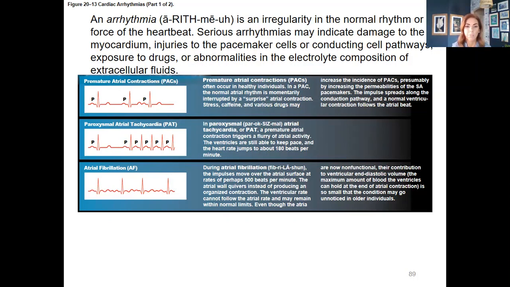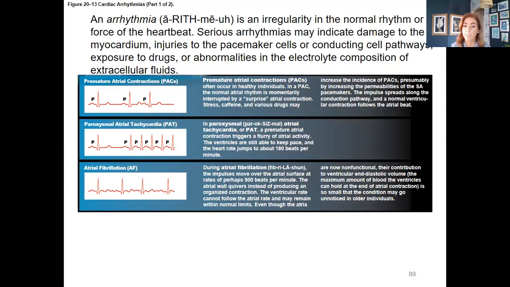So PACs aren't something that are super serious if they're just occasional or random, and okay, you know what, I probably am really stressed right now. Sometimes you may feel them and sometimes you may not. But if things start getting worse and we get into something like atrial tachycardia, at this point, now we're looking at a potential for that heart rate to jump to about 180 beats per minute. Remember, tachy means too fast. So the tachycardia, whenever we're having these premature atrial contractions, it's triggering a lot of atrial activity that is not normal. So that's an irregularity.